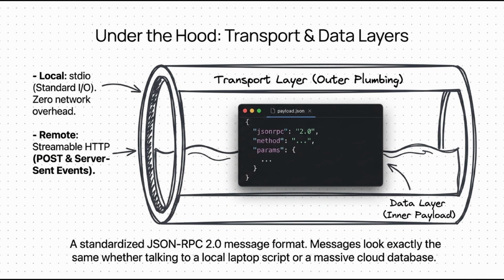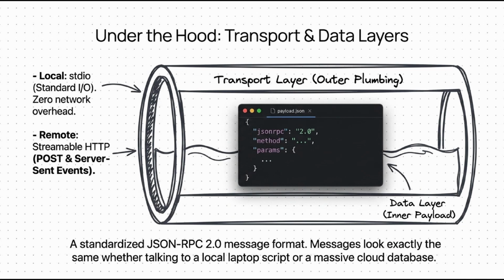If your server is local, it uses standard input/output streams, known as stdio transport, which gives you direct process communication with literally 0 network overhead. But if your server is remote, it uses streamable HTTP transport, which relies on HTTP POST and server-sent events. Once that outer plumbing is all hooked up, the inner layer, the data layer, takes over.